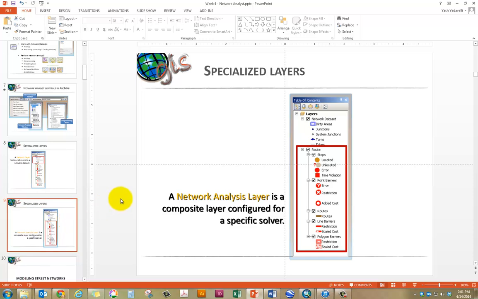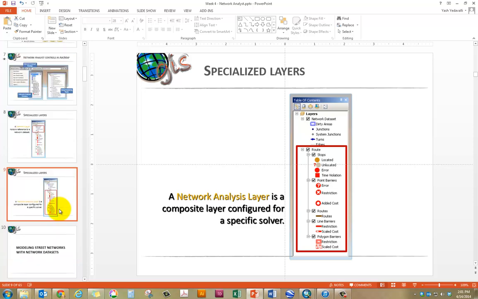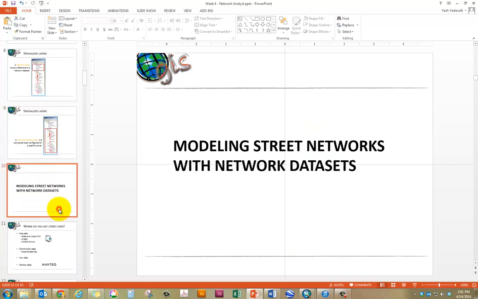Specialized layers, again, it's a composite layer. When you're trying to solve a shortest route problem, you'll have stops loaded into one layer, point barriers in another layer, and then you have your results, which will be the route that is created, in another layer. So these are composite layers configured for a specific solver, and these vary from solver to solver. We'll see what those different solvers are as we go along.